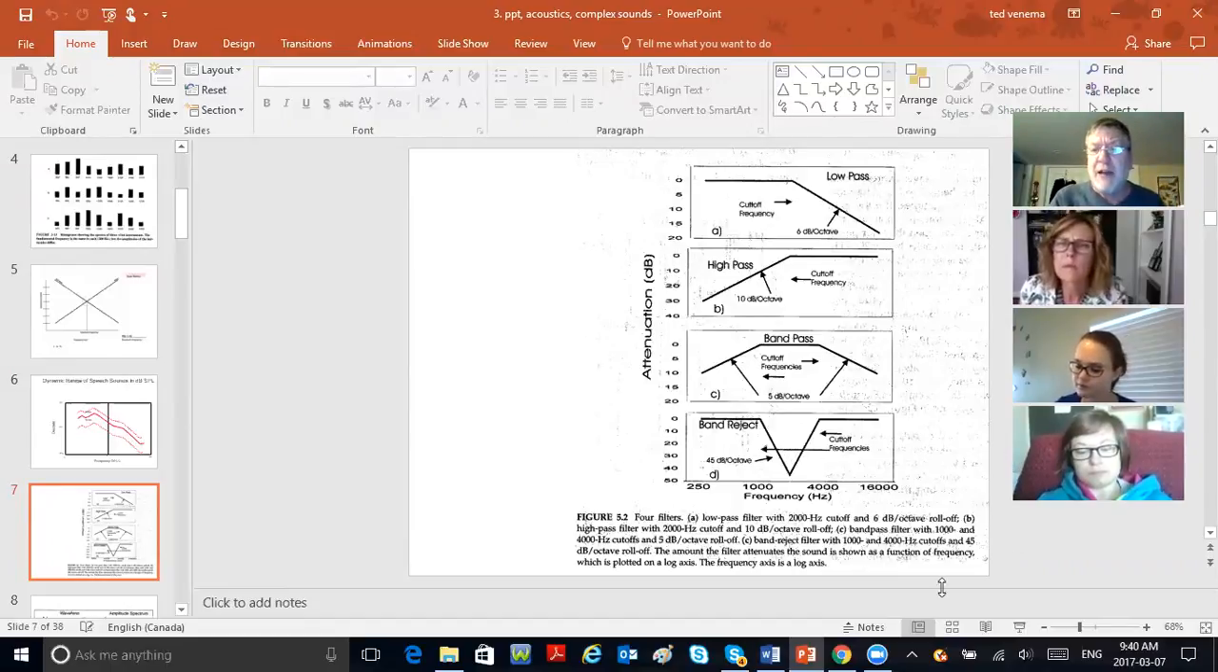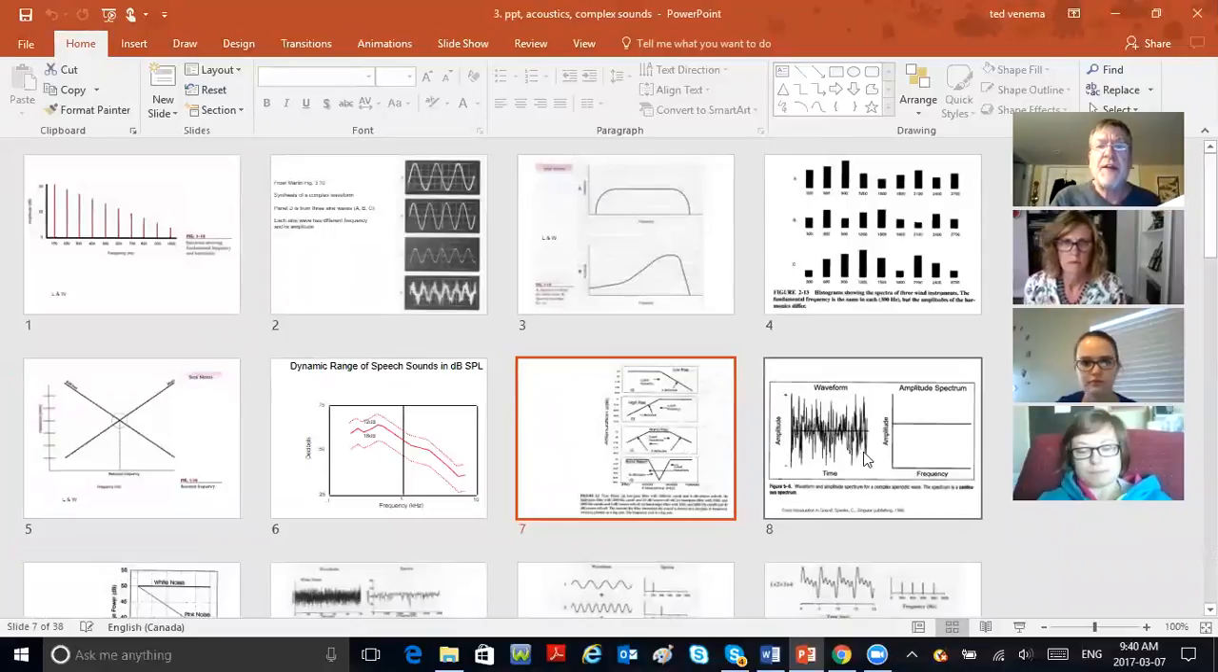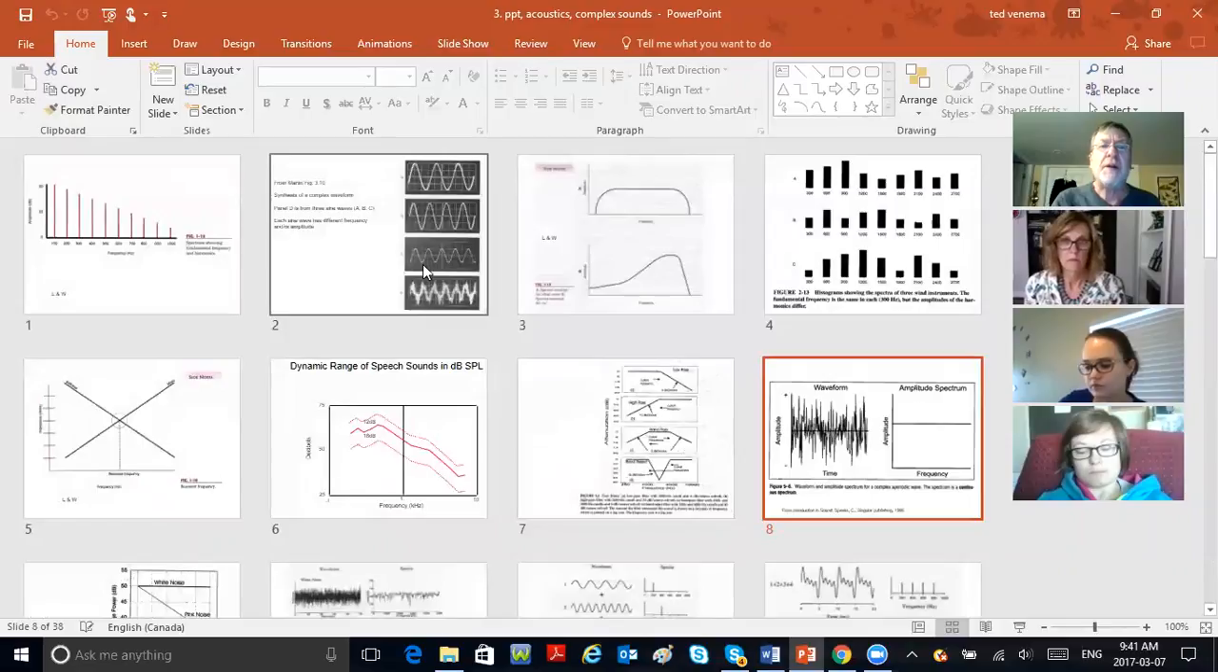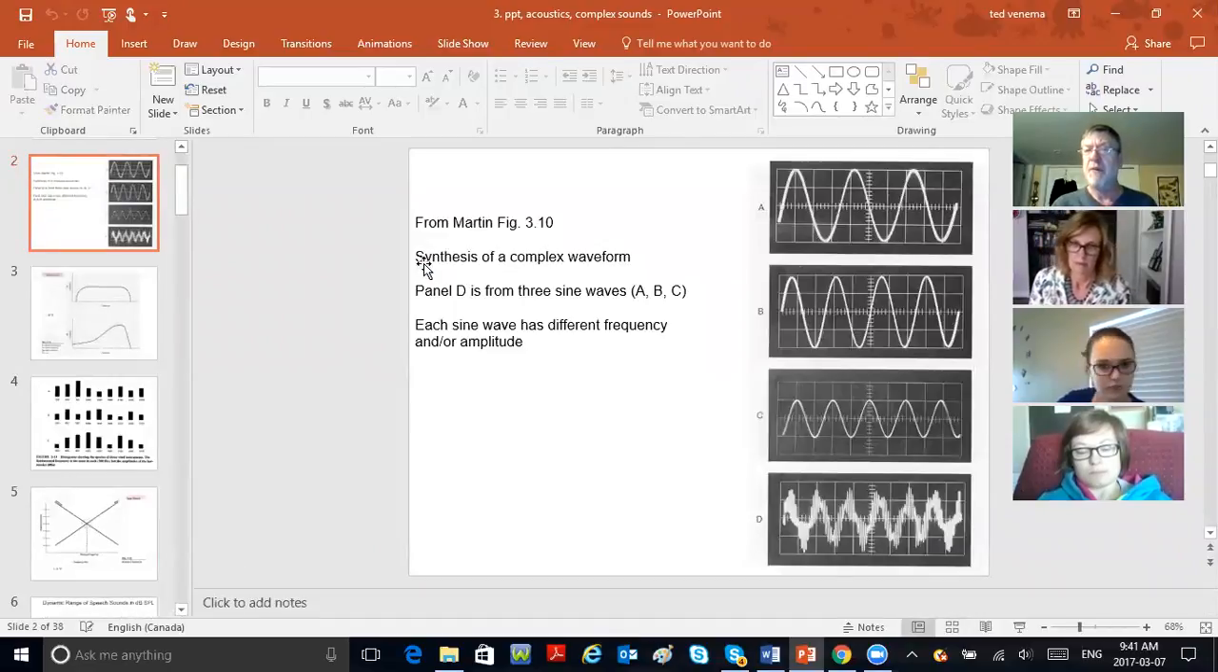I think we ended last week. Okay, this is a picture of a noise waveform, okay, aperiodic or non-periodic. There is no repetition or pattern seen in this waveform. And I'm going to contrast it right now to a waveform here. Have a look at this bottom one here. This is a complex sound made out of three different frequencies, A plus B plus C. And even though it looks jagged, I can see a pattern to it. So that's not going to be complete noise.